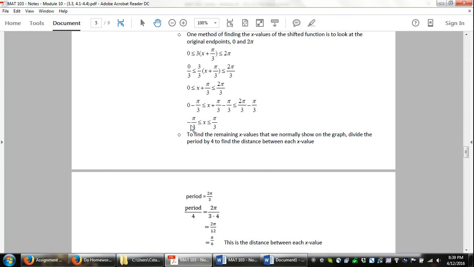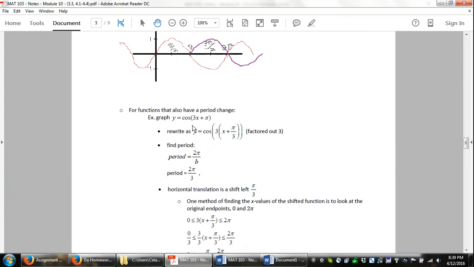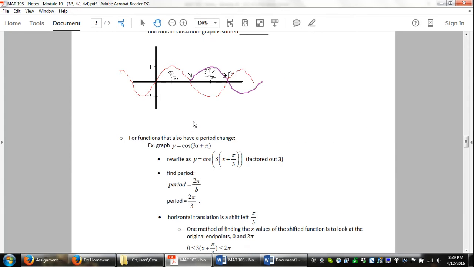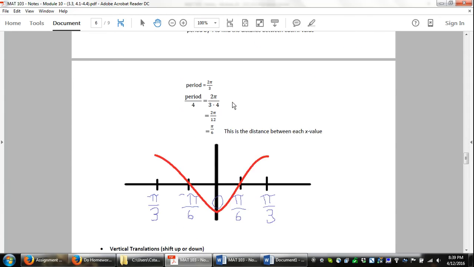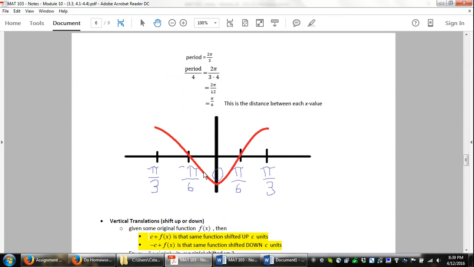The important idea is to realize that this has shifted us to the left pi over 3. That's the real meat of this. Adding pi over 3 to your variable shifts you to the left pi over 3. I'm not so concerned that you know how to find each of these other tick marks, pi over 6, etc.